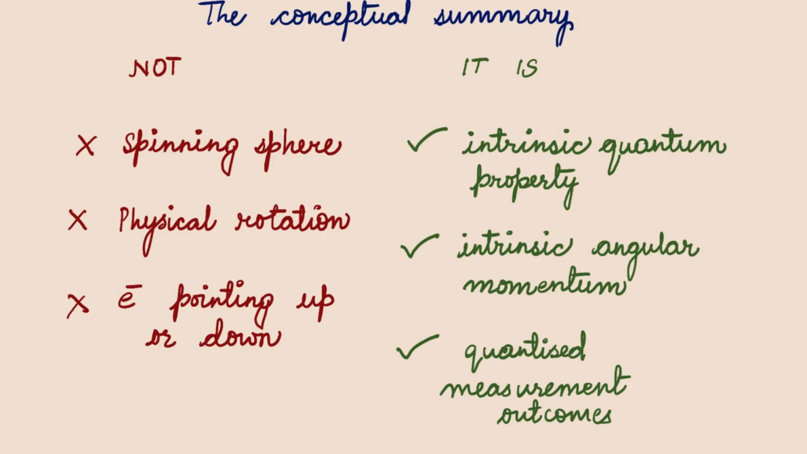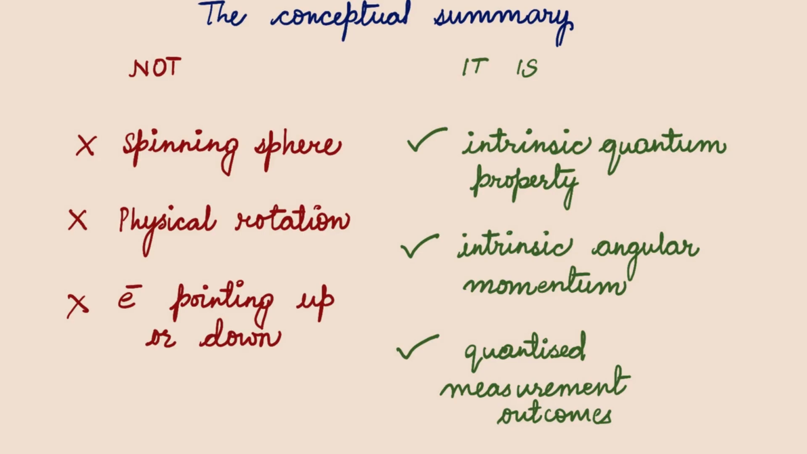So, what should we remember from this video? First, an electron has spin, but spin does not mean that the electron is literally spinning or that there is any physical rotation involved. Second, spin is an intrinsic quantum property associated with intrinsic angular momentum. Third, for an electron, there is no arrow pointing up or down, and when we measure a component of its spin along a chosen axis, we obtain a quantized outcome.